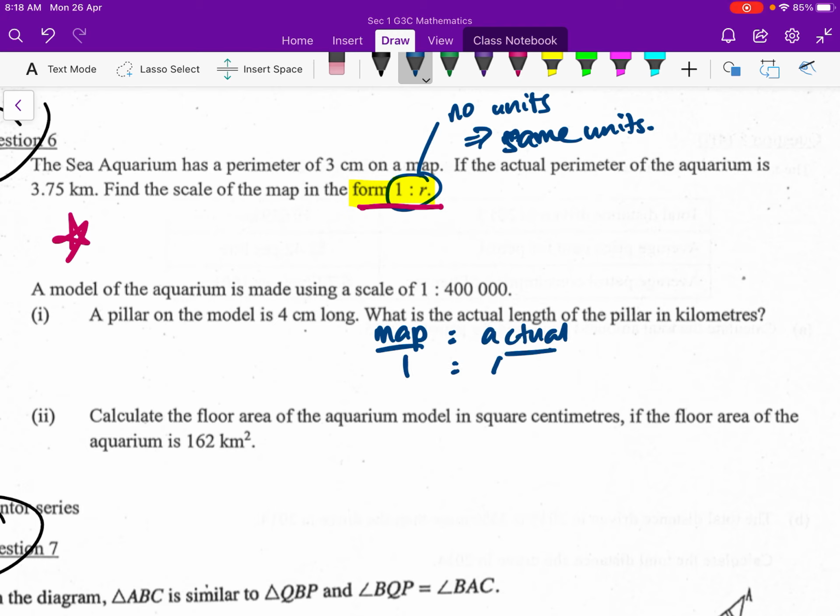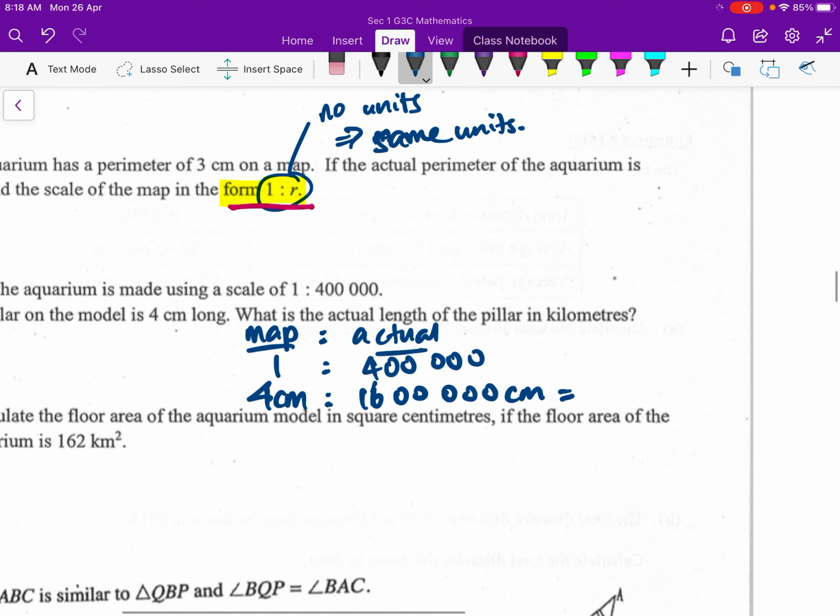So 1:400,000. So this is our 1 cm to 400,000 cm. The next part is telling us the pillar is 4 cm long. Okay, 4 cm. Then this must be 16, 2 zeros, 1, 2, 3 cm. So this is the actual length in cm, but they wanted it in kilometers. So you need to divide by 100 to get to meters, then you need to divide by 1000. So total 5 zeros. Can I cancel 5 zeros? Oh yes, I can.